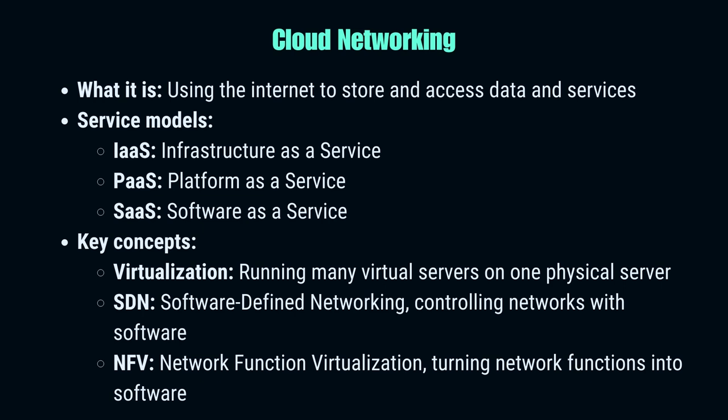Now let's look at how networking extends beyond physical infrastructure with cloud networking. Cloud networking represents a shift in how we think about and implement network resources. Instead of owning and maintaining physical network infrastructure, organizations can now host some or all of their network capabilities in cloud platforms. This approach offers several service models, including infrastructure as a service, platform as a service, and software as a service.